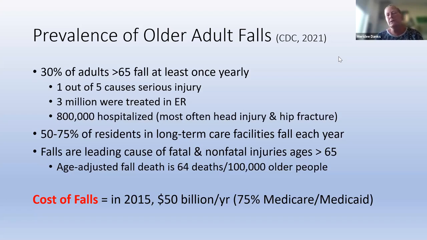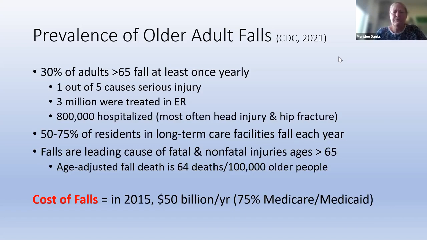So this is something that hopefully can be improved upon. I think in the nursing home, we can decrease the percentage of falls. The other thing is that falls are a leading cause of fatal and non-fatal injuries for older individuals. It breaks down to about 64 deaths per 100,000 older people due to falls. Along with this drives the cost of falls.